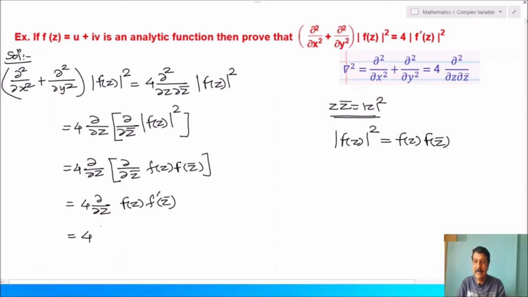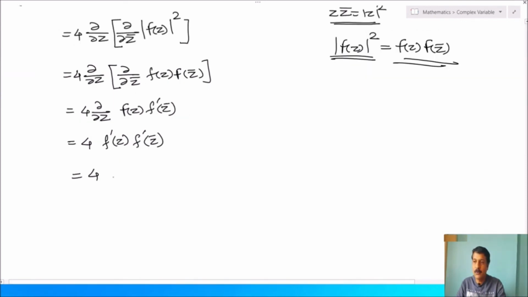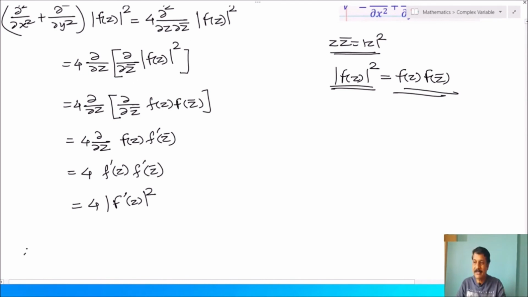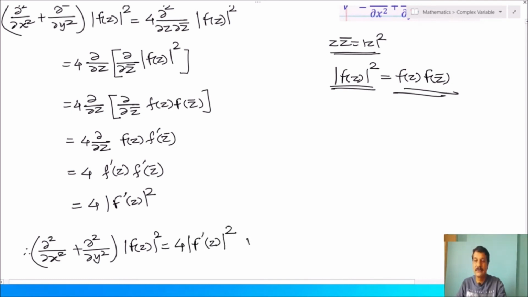It's a partial derivative, and that is why I am getting here f dash of z and this f dash of z bar as it is. Again by the same relation, f of z bar, that is mod of f of z whole square. So same thing I can write as 4 times mod of f dash of z whole square, and therefore I am getting the relation. What is left hand side? ∂²/∂x² plus ∂²/∂y² of mod of f of z whole square, and that is equal to 4 times mod of f dash of z whole square, which is your required result.